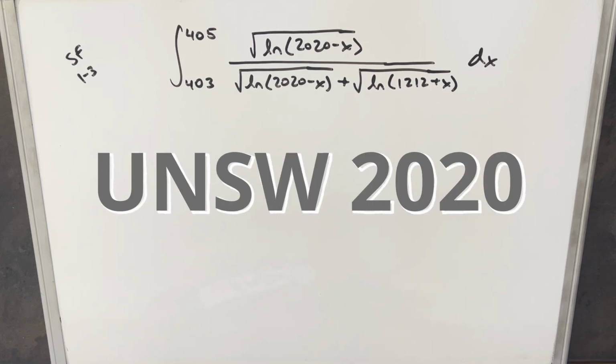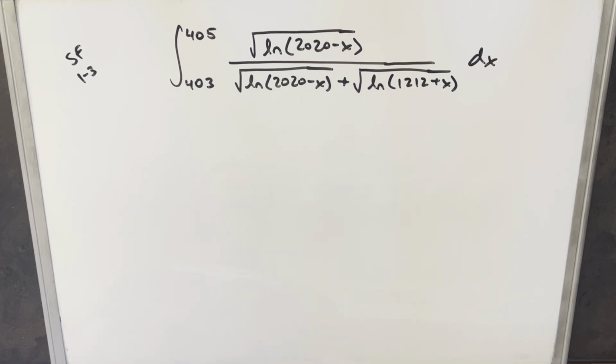Okay, we have here today another interesting integral from the UNSW Integration Bee 2020. This was semifinal round 1, problem 3. We have the integral from 403 to 405 of this whole thing dx.